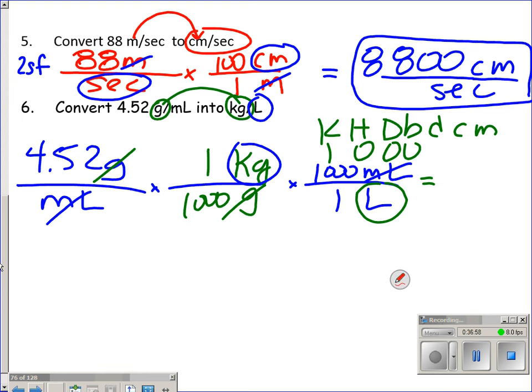You see 1,000 on top and 1,000 on bottom, right? So aren't they just going to cancel each other out anyway? That just happened to work out this way. I wanted to walk you through it, but this 1,000 and this 1,000, because they're the same number, cancel. So in the end, I don't have to calculate anything. It's 4.52 kilograms per liter.